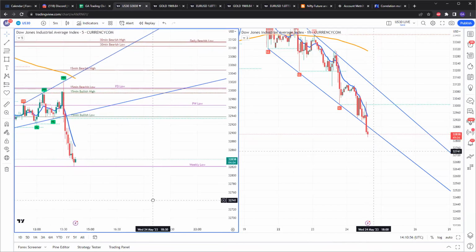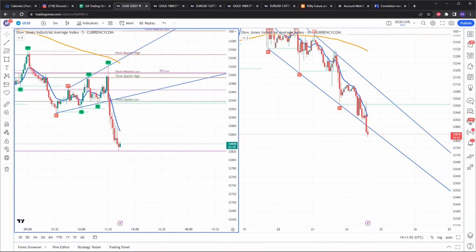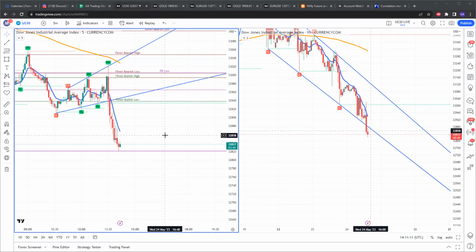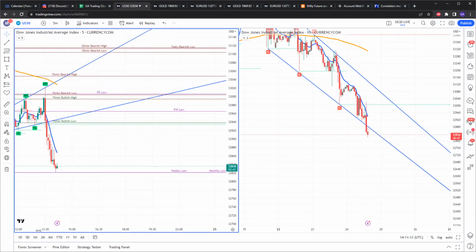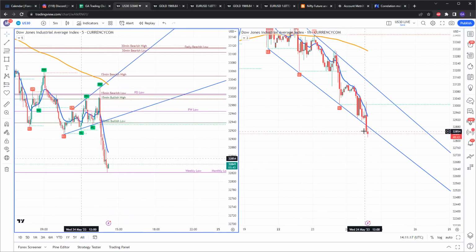So right now on US 30, to be honest, I don't see anything. I know price is bearish, but I do not see any trade for US 30. US 30 is bearish, gold is bearish, EU is bearish. The only entry I see for US 30 is the close of this hourly candle.